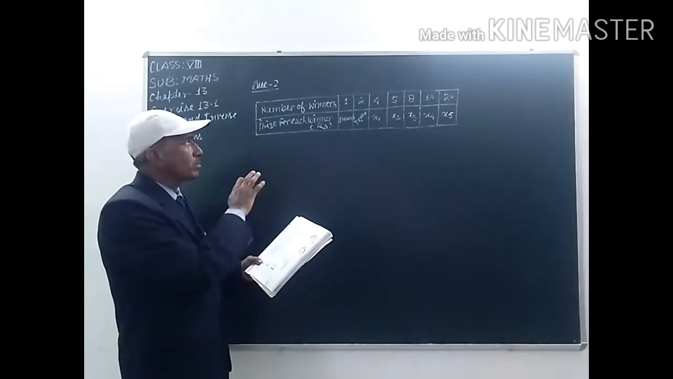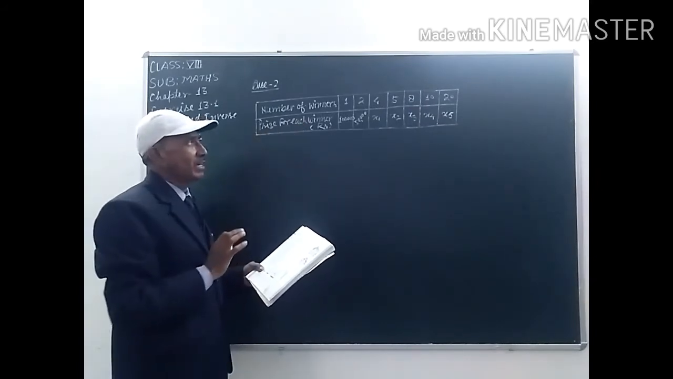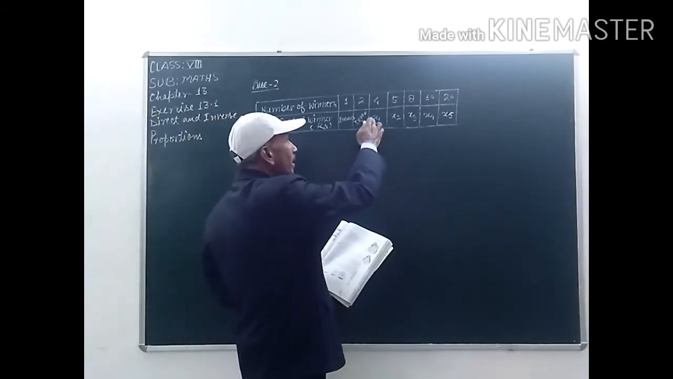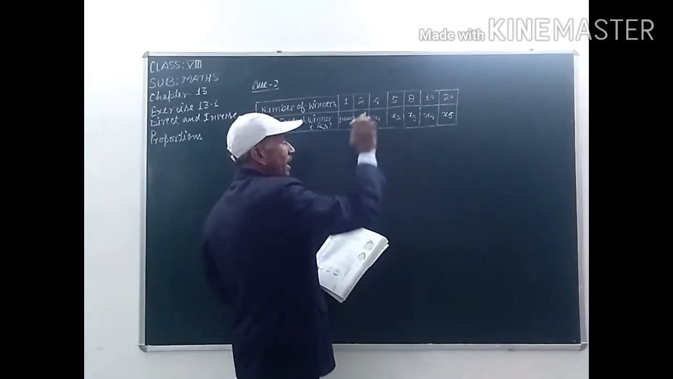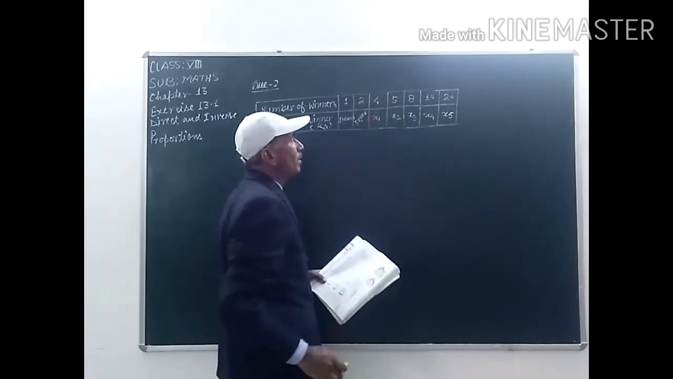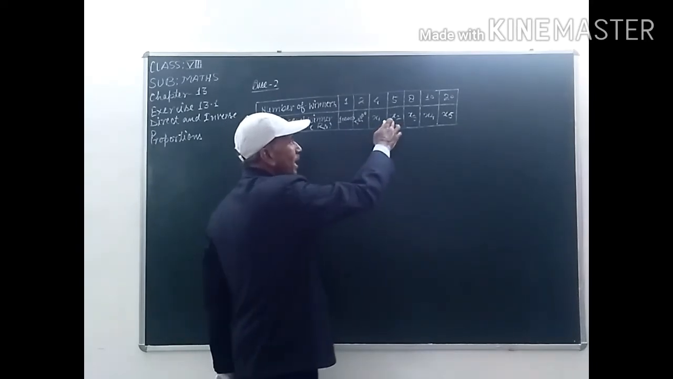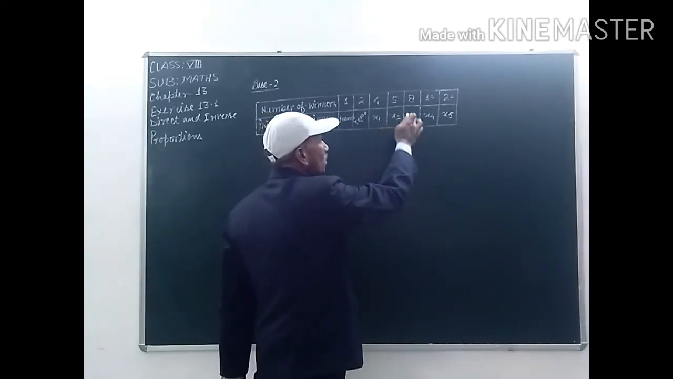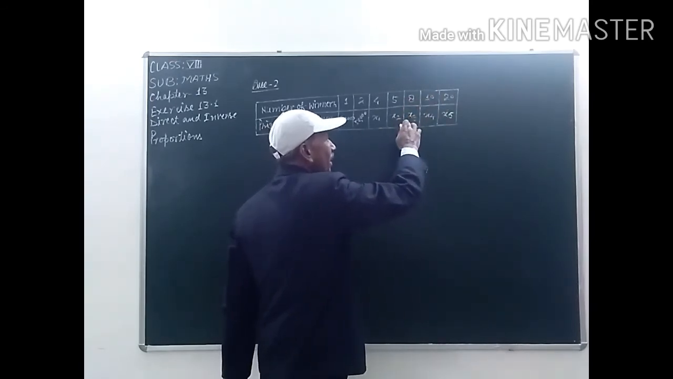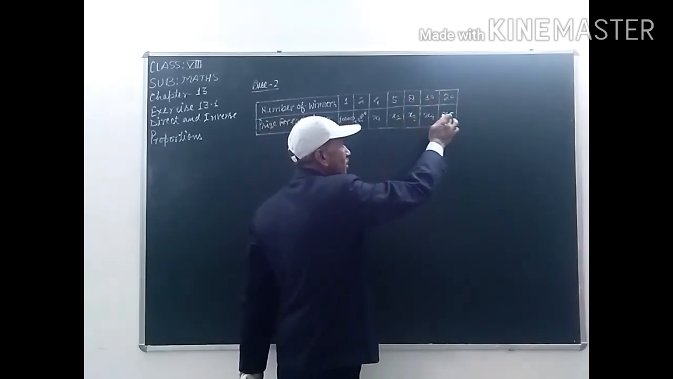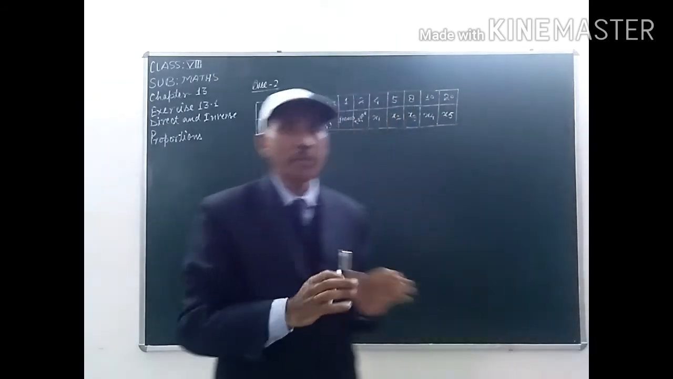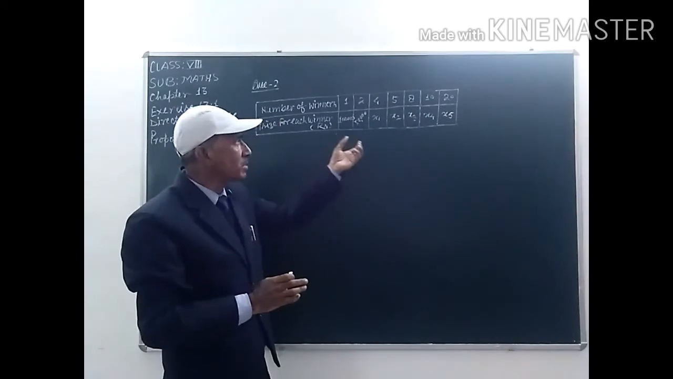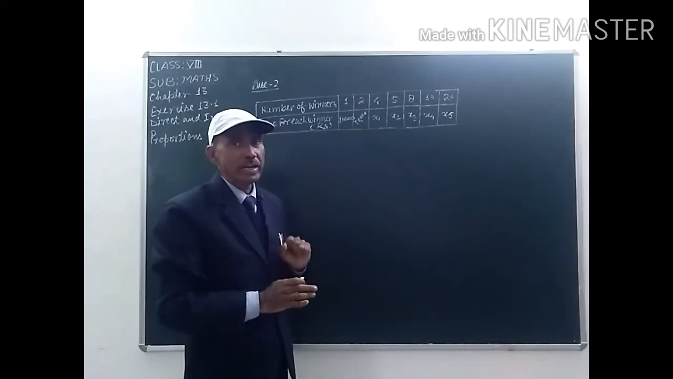Clear, students? One table is given here, and we have assumed that if the number of winners is 4, then the prize will be x1. If the number of winners is 5, then the prize will be x2, and as the number of winners increases, the prize will be x3, x4 and x5 and so on. So we have to find the values of x1, x2, x3, x4 and x5.